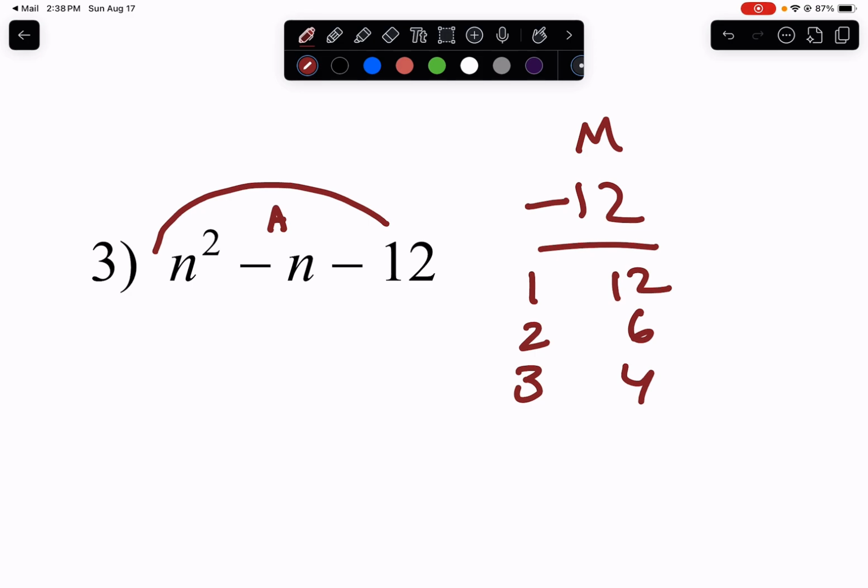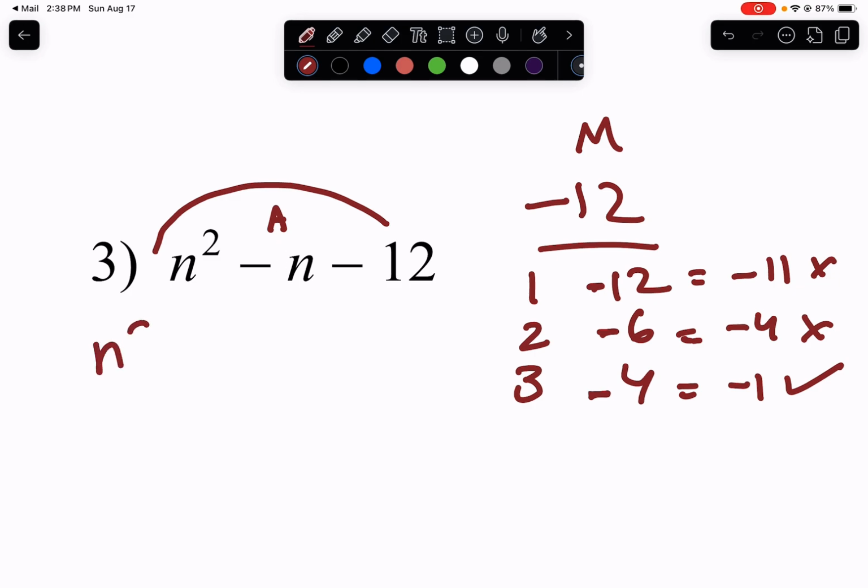And I know I need to multiply to a negative. If I'm multiplying to a negative, I need one negative, one positive. So I know I need to slap a negative on one of these pairings. Since I want to add to a negative, I'm going to make my bigger number negative so that when I add these up, they add up to a negative. So here I get negative 11, which is no good. Here I get negative 4, which is no good. But here I get negative 1, which is what I want, right? We want these to add to a negative 1, that number in the middle. Even though there's no number there, we know it's an implied negative 1.